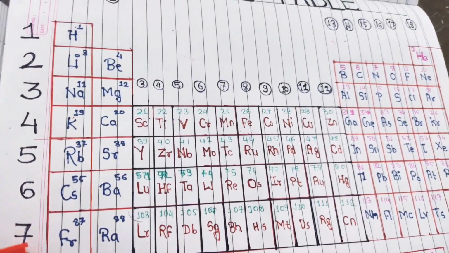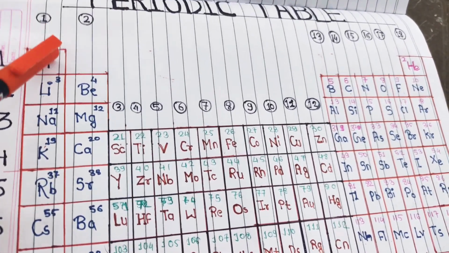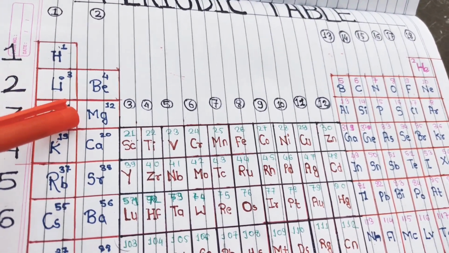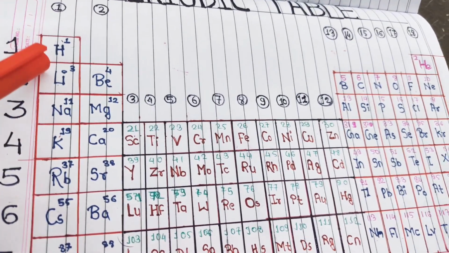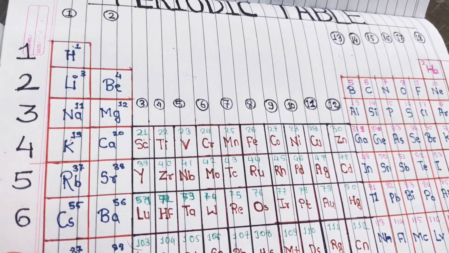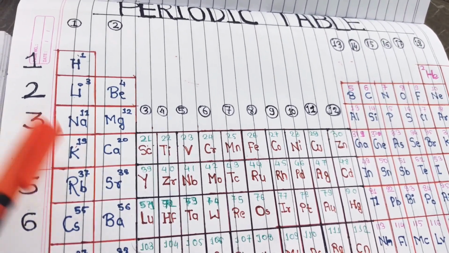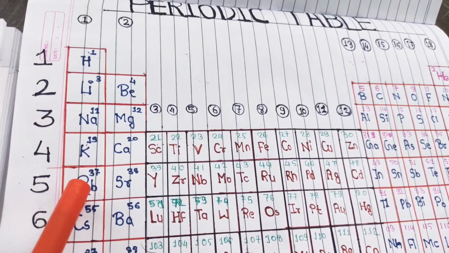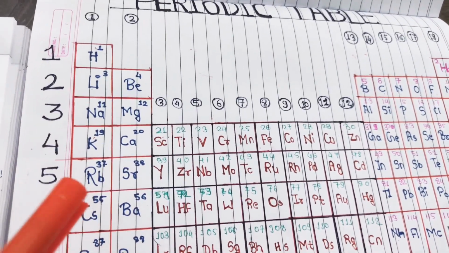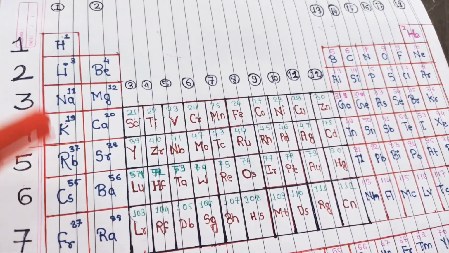As we go down the group, the atomic number of the element increases. As you can see, 1, 3, 11, and so on. And the size of the element also increases as we go down the group. This is because the number of energy levels increases, so there is a greater distance between the nucleus and the outermost electron. I think you did not understand, so I will give an example.